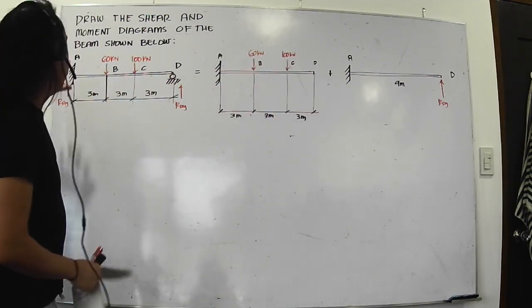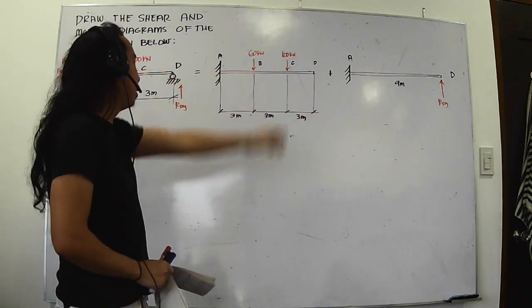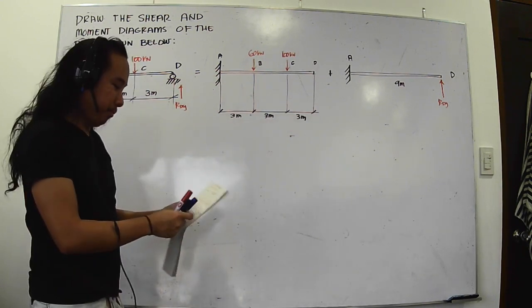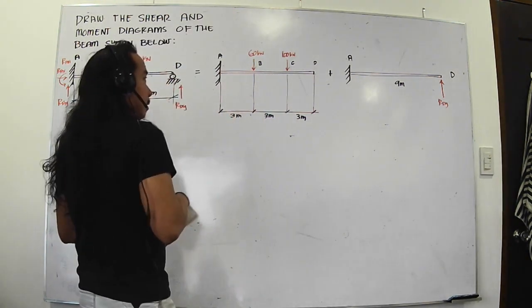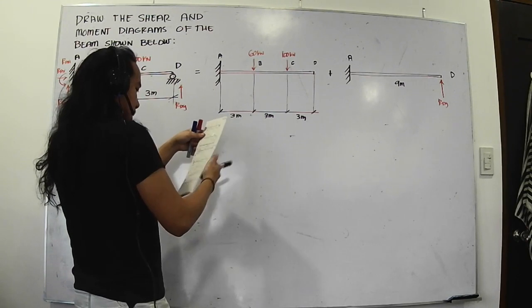So, we have a very complicated beam. I will break it into two beams. We have this, and I think it's much more manageable at this stage. Now, I'd like to pick this apart.